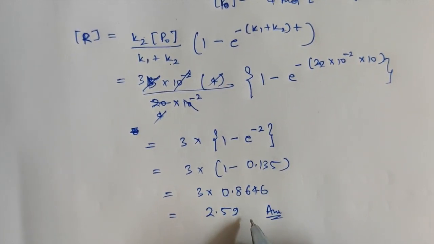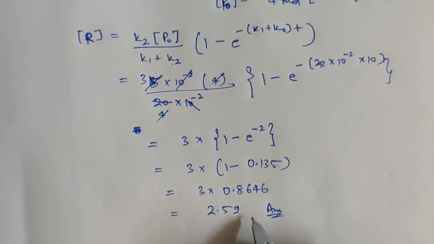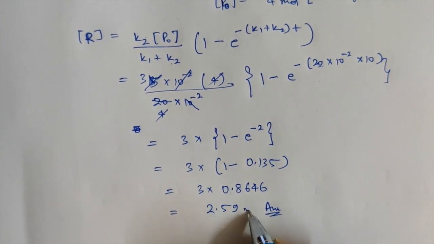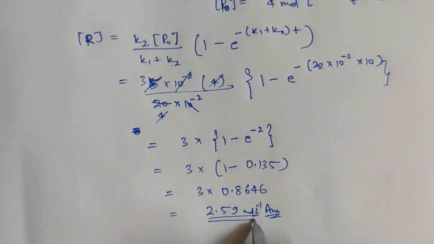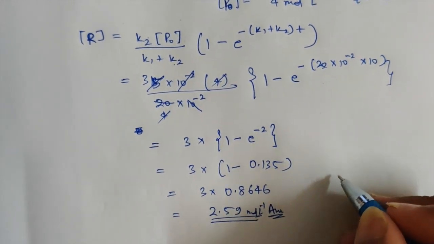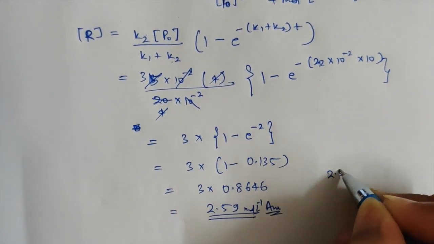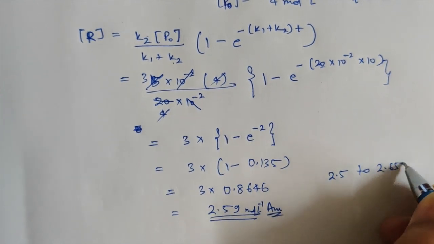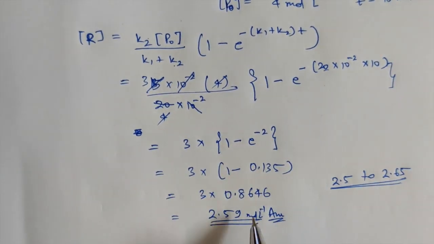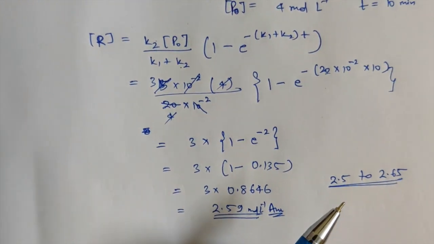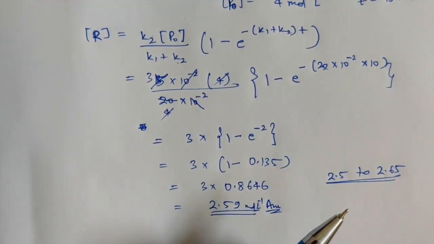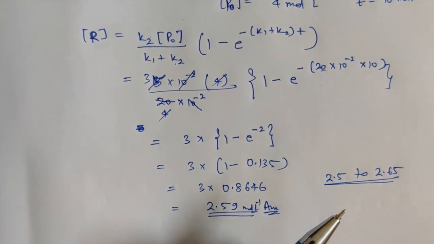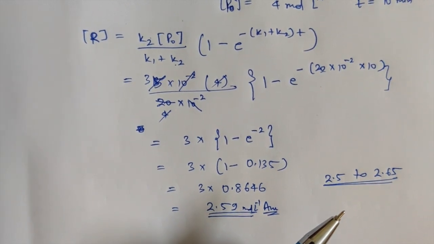Since it is a concentration, the answer will be in moles per liter. This is your answer, and in the answer key the accepted range is 2.5 to 2.65. Since our answer lies in the range, this is the correct answer. So this is how you have to do it. It's simple, you just need to follow the formula, and that's how you can easily solve it.